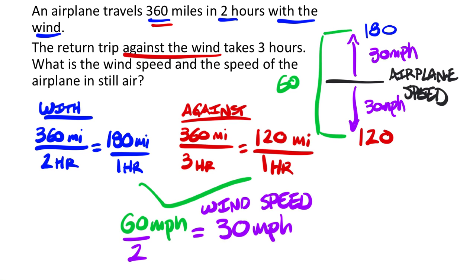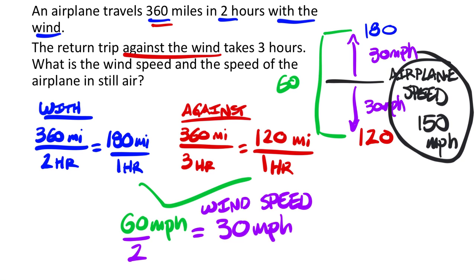So if I wanted to find the middle here, you can do 180 minus 30 or 120 plus 30. You're going to get the same value either way. And of course, that would be 150 miles per hour. So the airplane speed is 150 miles per hour and the wind speed is 30 miles per hour.